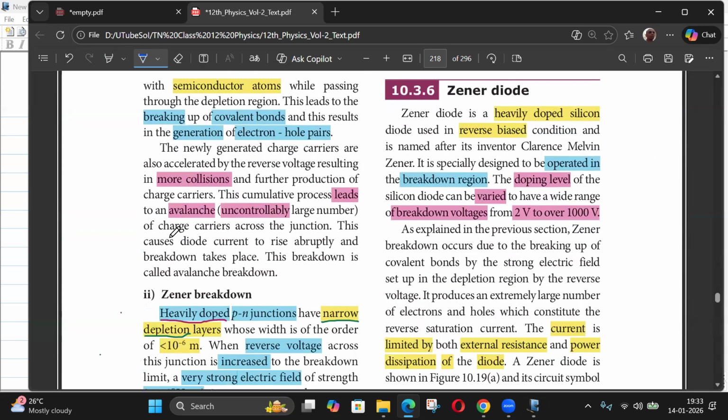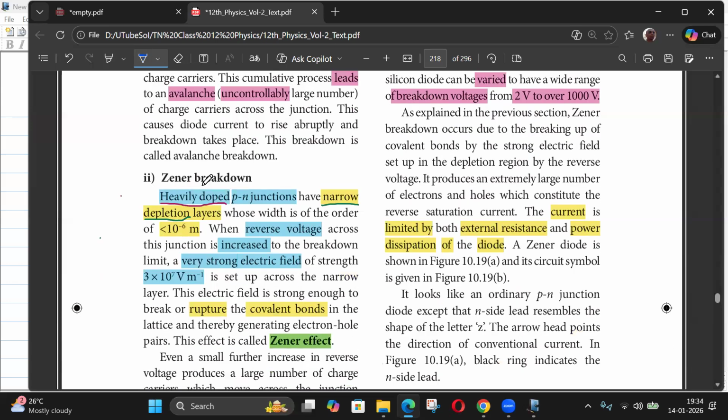So more collisions lead to avalanche. Avalanche is a controlled large number. It's like an uncontrolled nuclear reaction, where 1 neutron will produce 3 neutrons, and those 3 neutrons will produce 9 neutrons, or 27, something like that, a geometric progression. Similarly here, 1 electron, when it collides, will break a bond and we'll have 2 electrons. The 2 electrons will collide with 2 more to produce 4. 4 will collide with 4 more and produce 8. So this will keep on, and there will be a large current. So this is breakdown.